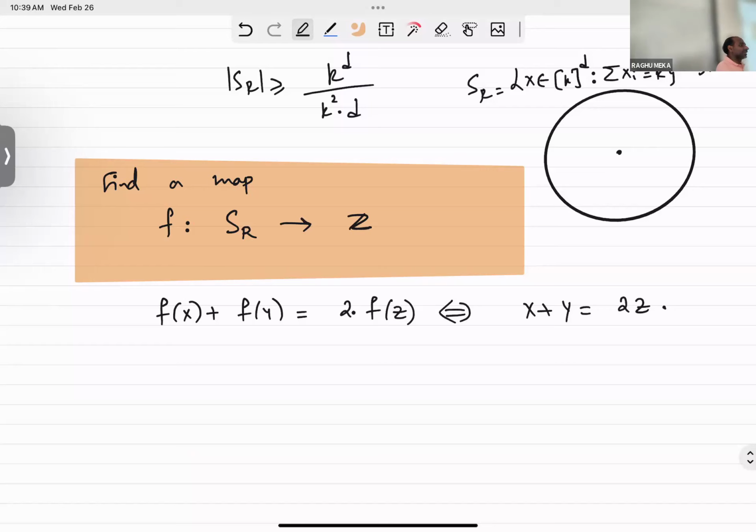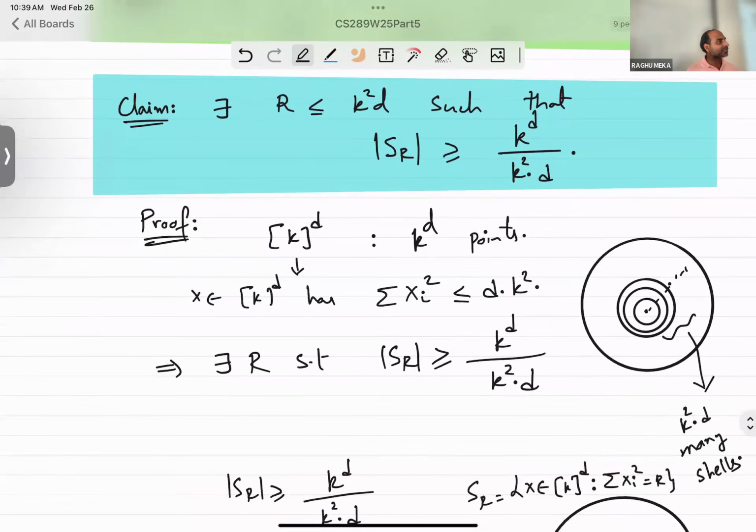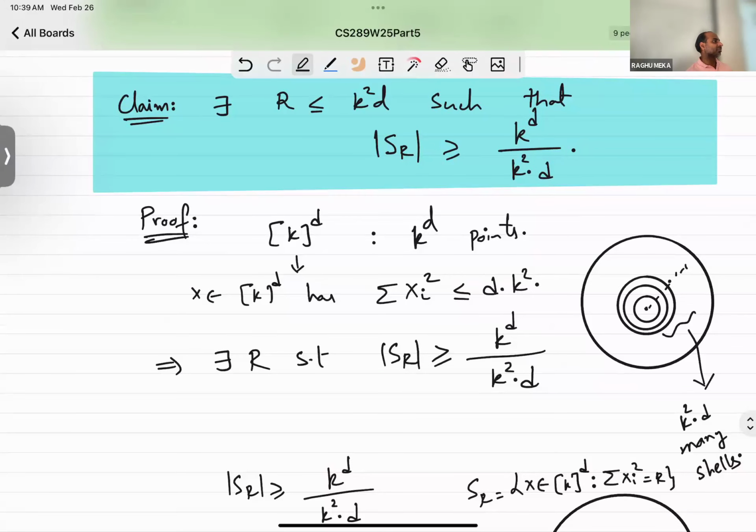Because the numbers are integers, right? So the xi's are all integers. So the summation of xi squared must be an integer. But it's at most k squared times d. So there are only k squared d options. Okay. So we're using the fact that even though you have many points, the sum of squares, the distance from the origin, is an integer, so they should collide.